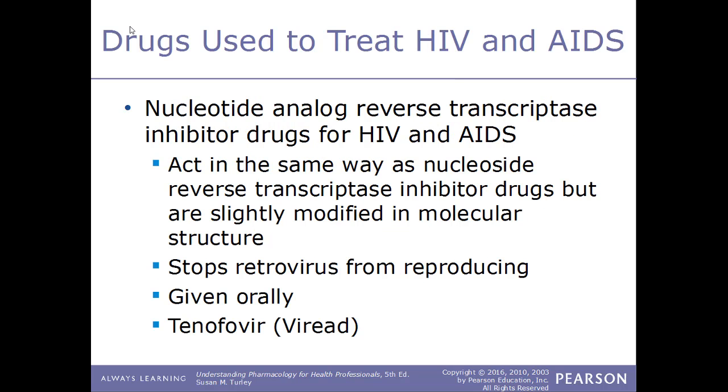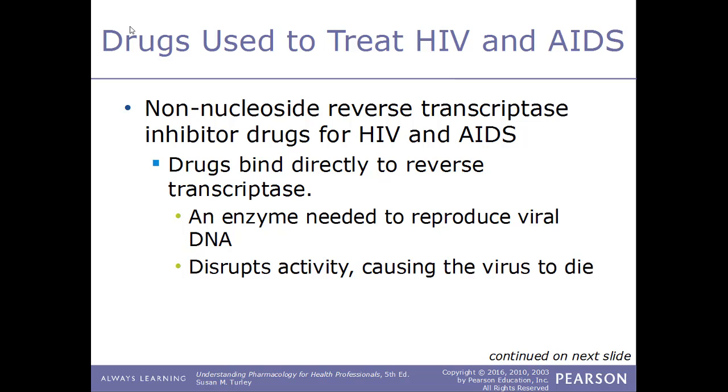Another type of drug used to treat HIV and AIDS are nucleotide analog reverse transcriptase inhibitors. Now, these act in the same way as nucleoside reverse transcriptase inhibitors, but with a slightly modified molecular structure. And these will stop the retrovirus from reproducing. This type of drug is given orally, and an example would be tenofovir, also known by the brand name Viread.